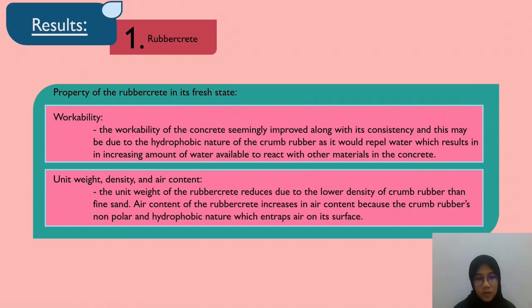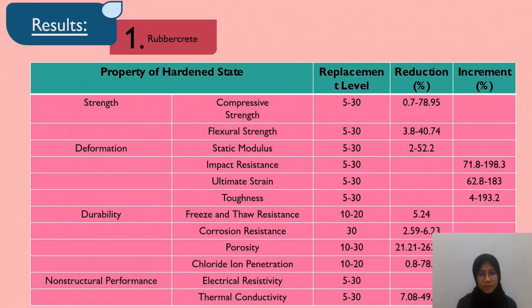And as for the unit weight, density, and air content, the unit weight of the rubbercrete reduces due to the low density of crumb rubber compared to fine sand. The air content of the rubbercrete increases because of the crumb rubber's non-polar and hydrophobic nature, which entraps air on its surface. So this table shows the effect of partial replacement of crumb rubber on hardened properties of rubbercrete.